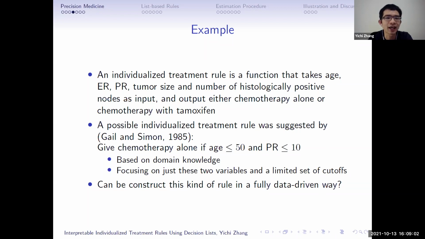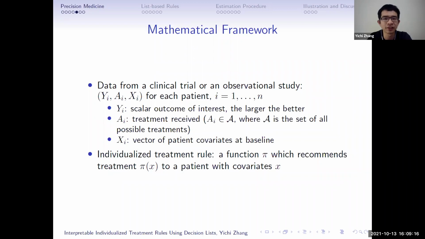A natural question to ask is, is it possible that we use this clinical trial data to construct this rule in a fully data-driven way? And that's the goal of today's talk.